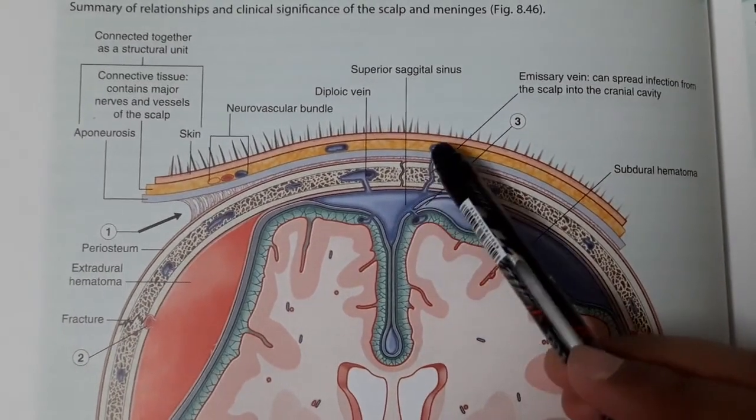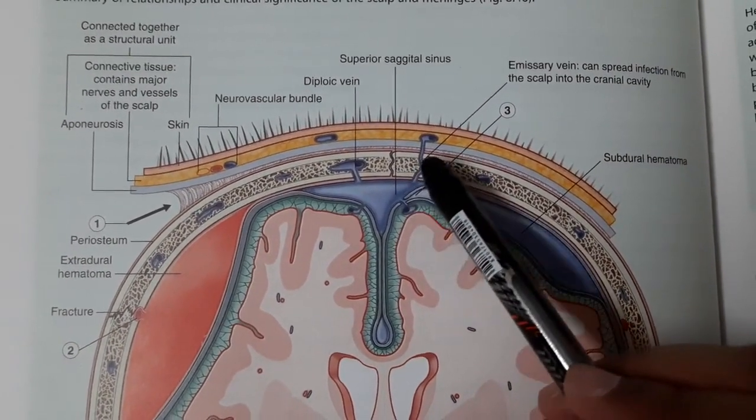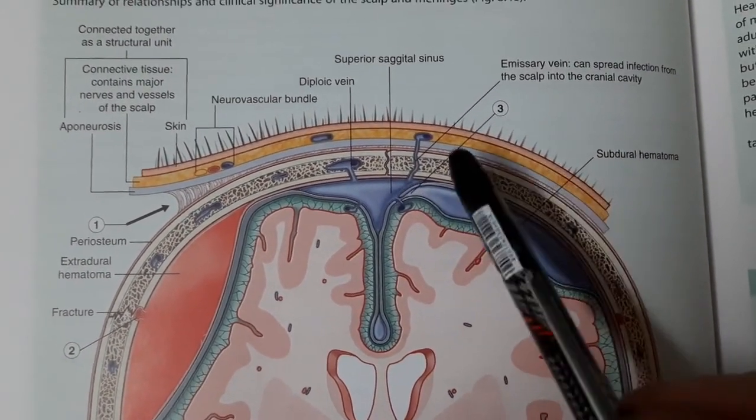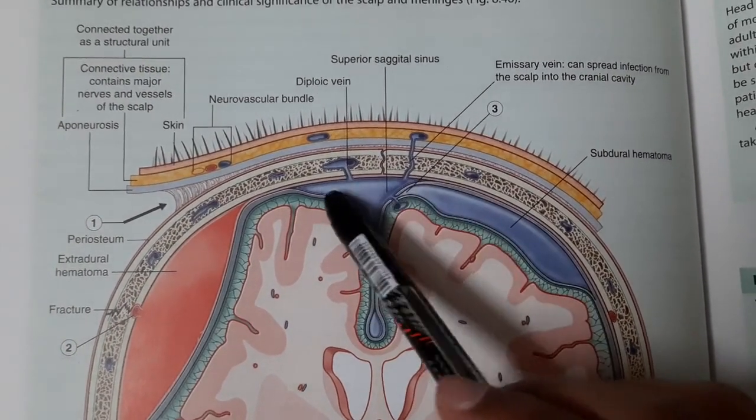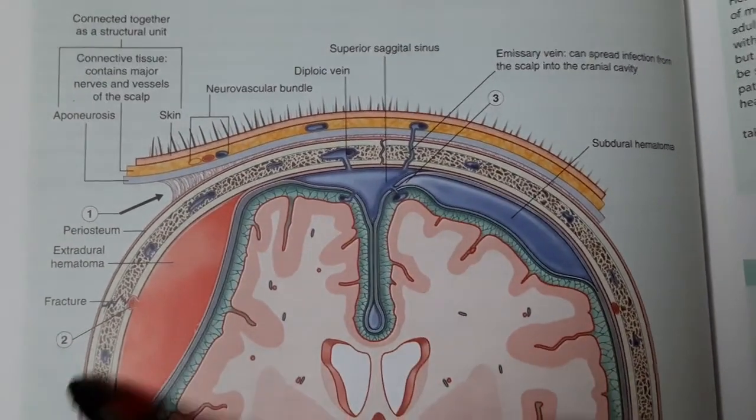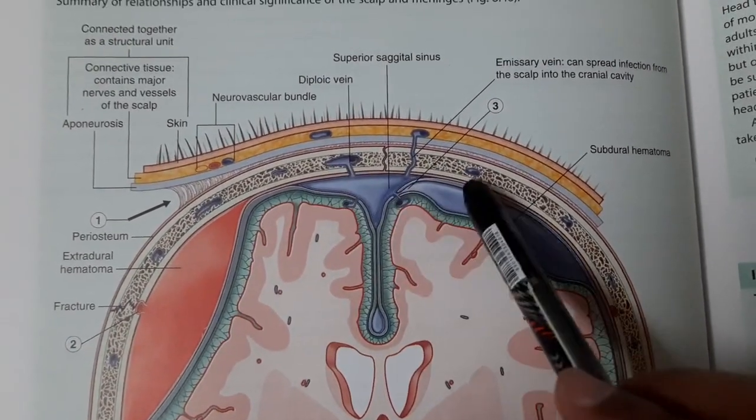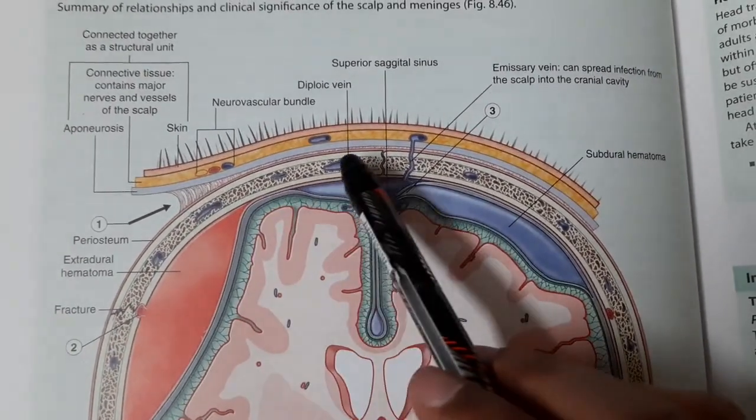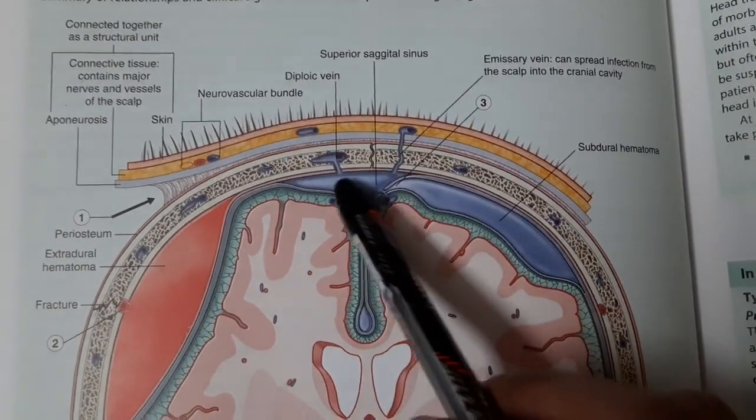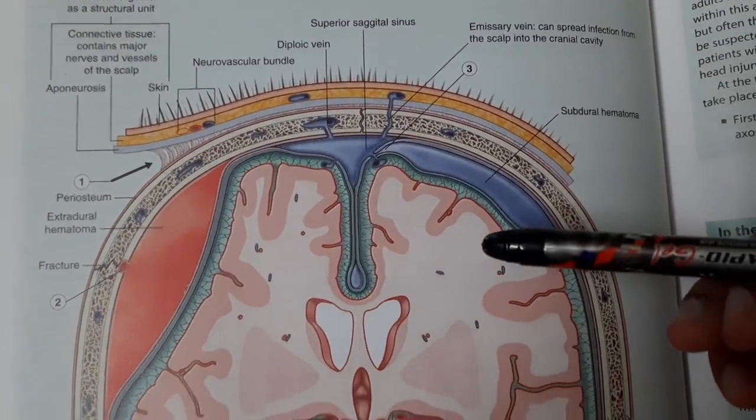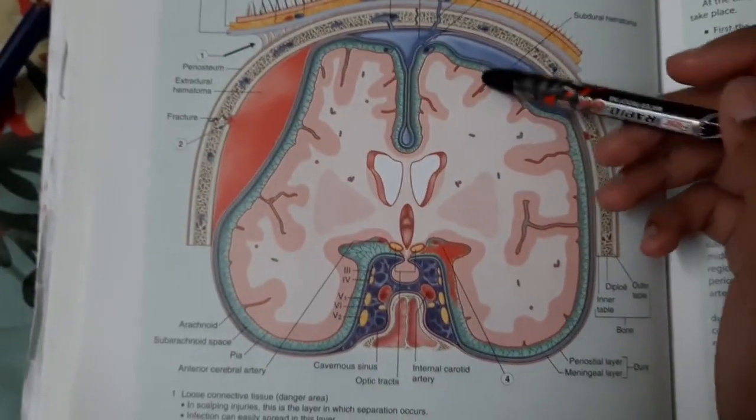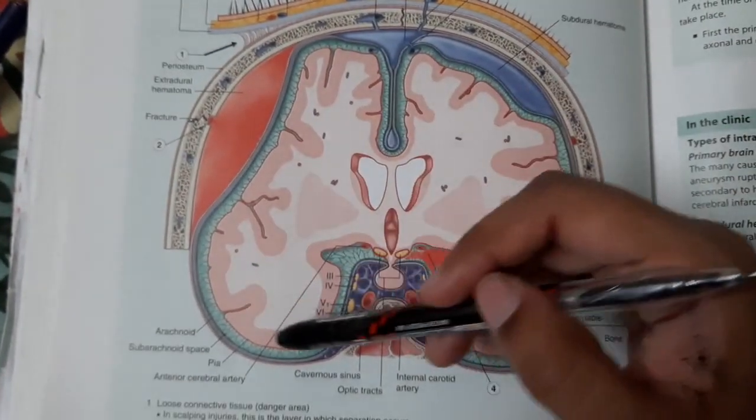There are also some emissary veins which connect the veins present in the connective tissue with the superior sagittal sinus. In the skull, the veins present are called diploic veins, which also drain into the superior sagittal sinus. So this is below the scalp.